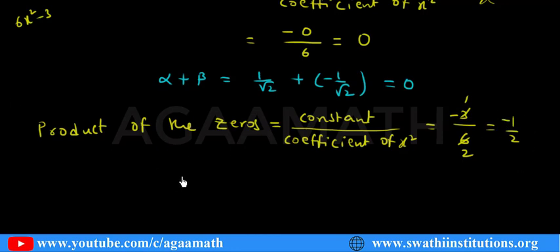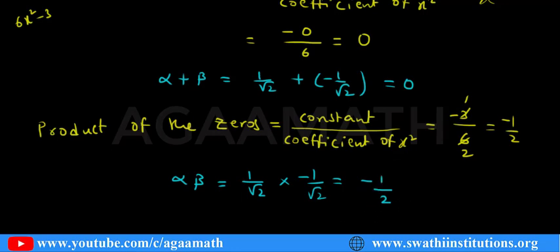Now let me take the zeros and do the product, and let us verify. What are the zeros? 1 by root 2 and another is minus 1 by root 2. To find the product we multiply. So plus into minus is minus, 1 by root 2 into root 2 is 2. See here, with the coefficients we got minus 1 by 2, as well as with the zeros also we got minus 1 by 2.